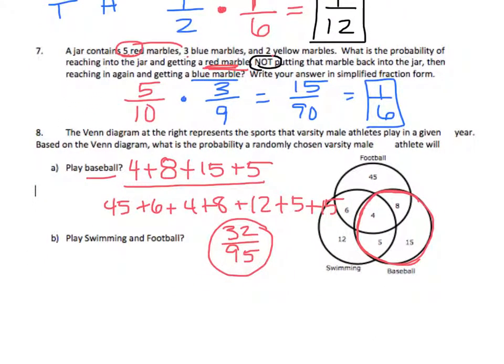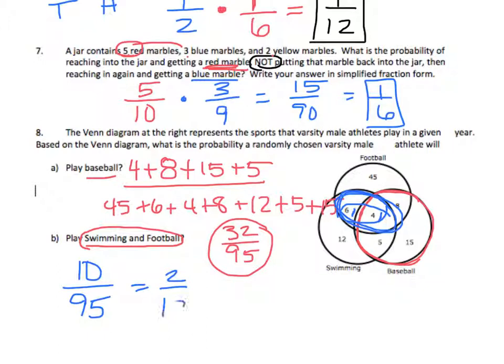All right, last one, the probability that we will play swimming and football. Swimming and football are right here. Again, it doesn't say only swimming and football, so it's not just the 6. These 4 kids still do swimming and football. They participate in swimming and football. So those 10 kids out of a total of 95 that were surveyed is going to equal 2 out of 19. Okay, so those are level 3s.